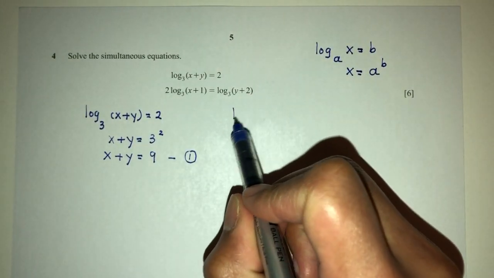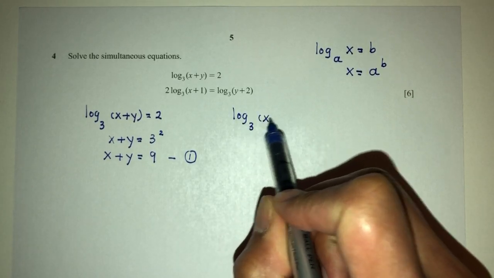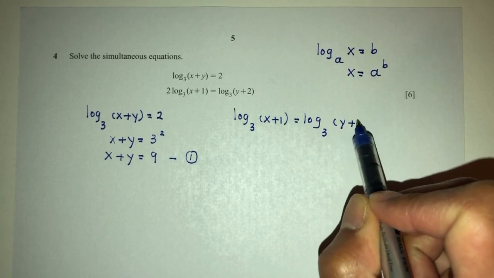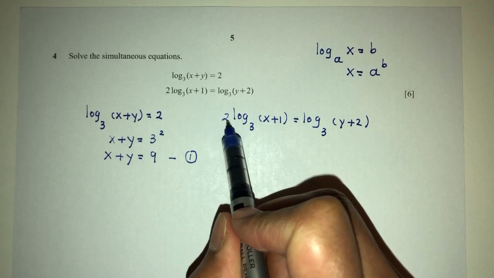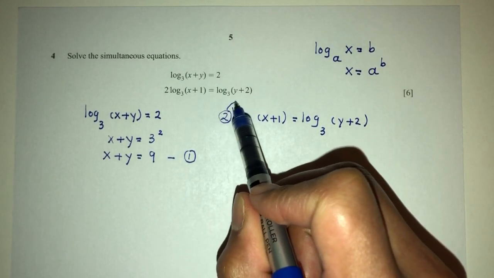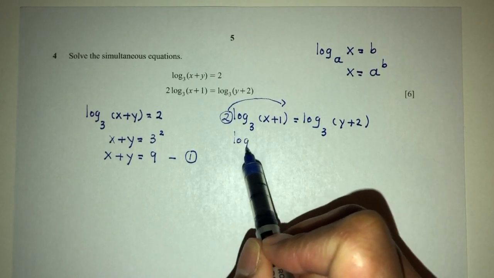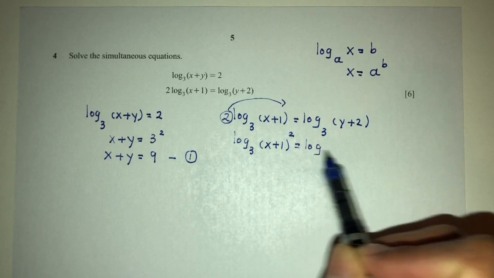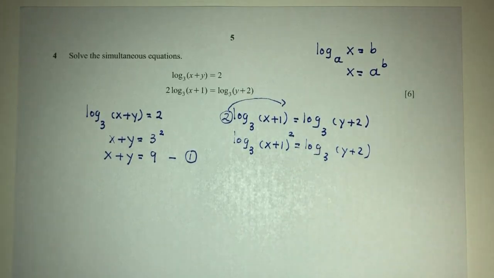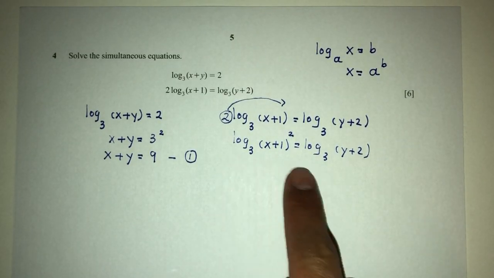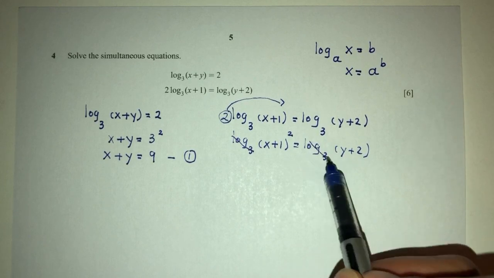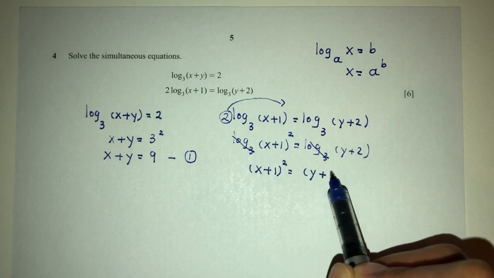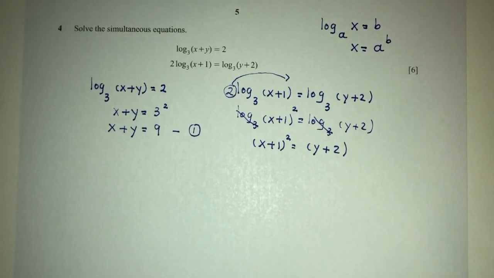Now for this one, we have log base of 3, x plus 1 is equal to log base of 3, y plus 2. Now here we have 2, right? Now because the 2 is in front, we can send this on top. It will become log base of 3, (x plus 1) squared is log base of 3, y plus 2, same value. Now because we have log on both sides of the same base, we can just cancel them out. So you will have (x plus 1) squared is y plus 2. So that is my equation number 2.